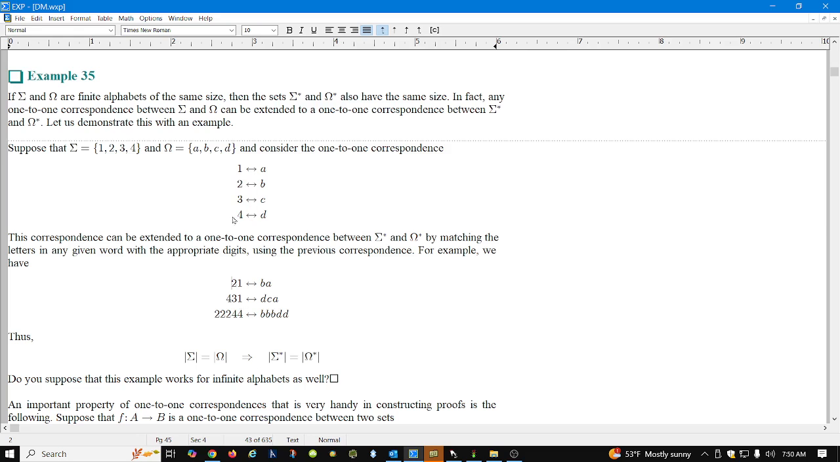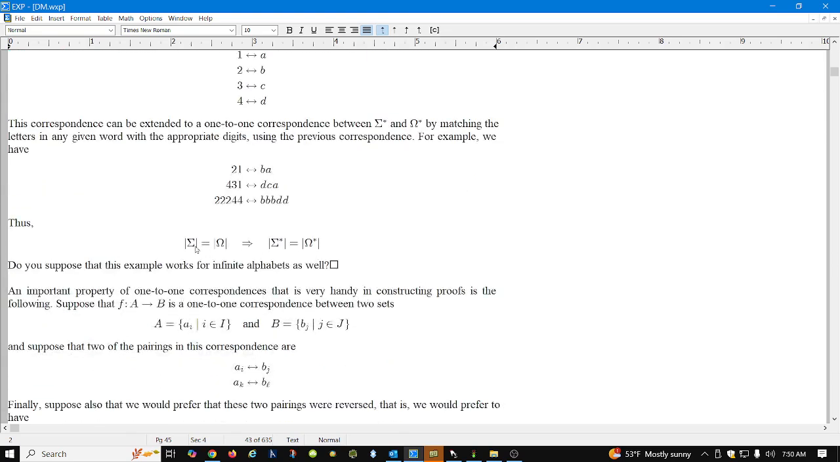4-3-1, just track it down, D, C, A. Okay? So if sigma and omega have the same size, then so do sigma star and omega star. Much bigger than sigma or omega, of course.